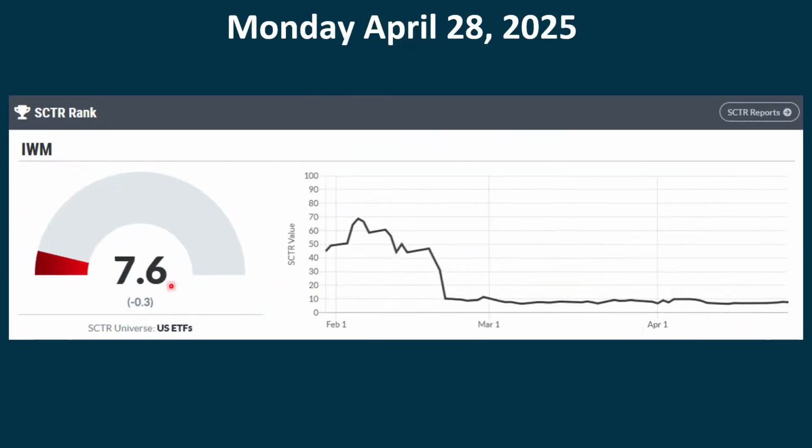And then single digits, well, unless you count the decimal here, this is the IWM. This is the Russell 2000 small cap ETF. And you can see they've just been flatlining here below 10 for quite a while. There's just not a lot of strength in small caps right now.